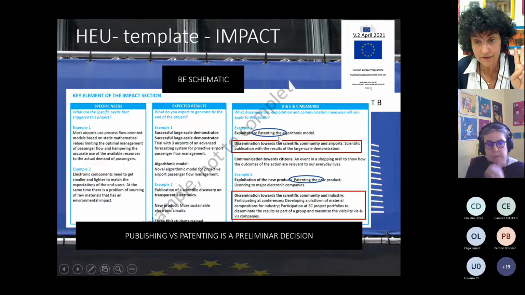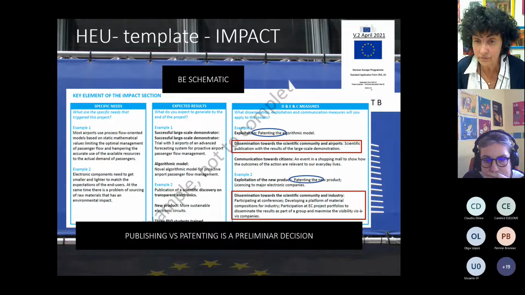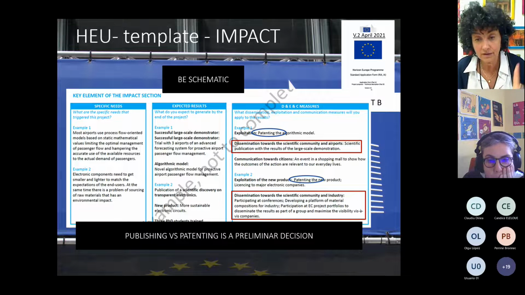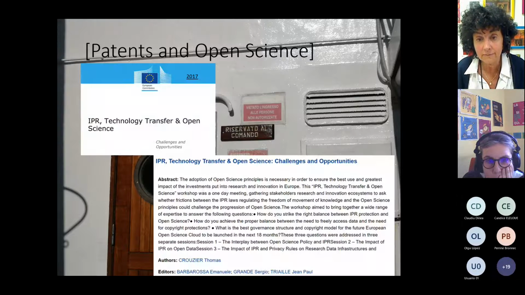So first you patent, then you disseminate. And when you disseminate, if you publish, your publication must be open in the three options that we saw before, and that you have to detail in the proposal, in the page about open science.